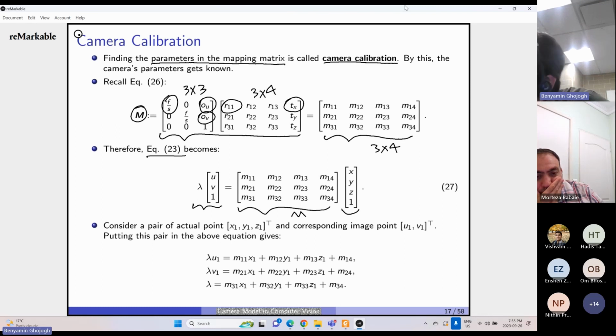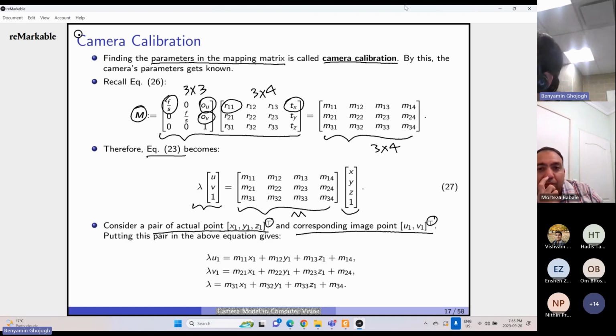Okay, now consider a pair of actual point x1, y1, z1, and a corresponding image point u1, v1. What do I mean? By the way, the transpose means that I want to consider these vectors as column vectors. So what do I mean by a pair of actual point and corresponding image point? Do you agree that whatever point I have in the 3D space, it has some corresponding pixel in the image plane? Agreed? So consider one 3D point, x1, y1, z1, right? z1 is the depth of that point. Then it has some coordinate in the image plane, u1, v1.